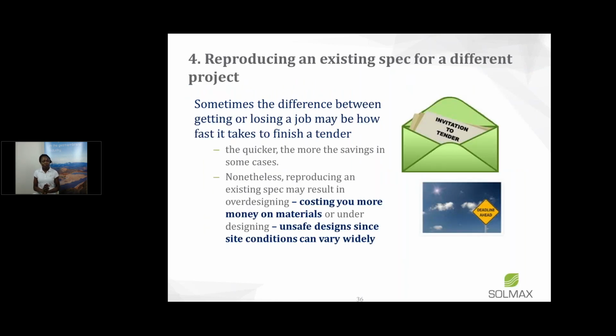The number 4 misstep I want to look at is reproducing an existing spec for a different project. I know that sometimes as engineers or designers or specifiers, we want to get the quotes and tenders done quickly. And sometimes the difference between getting a job and losing the job is how quickly you can get that done. So you don't want to spend too much time writing a new spec. It's convenient to use what you have and just throw in a factor of safety. Call it done. It's a convenient practice, but it's not necessarily good for performance of the geomembrane.